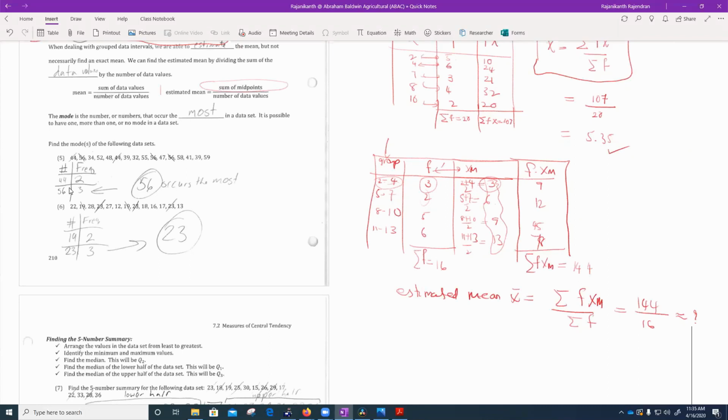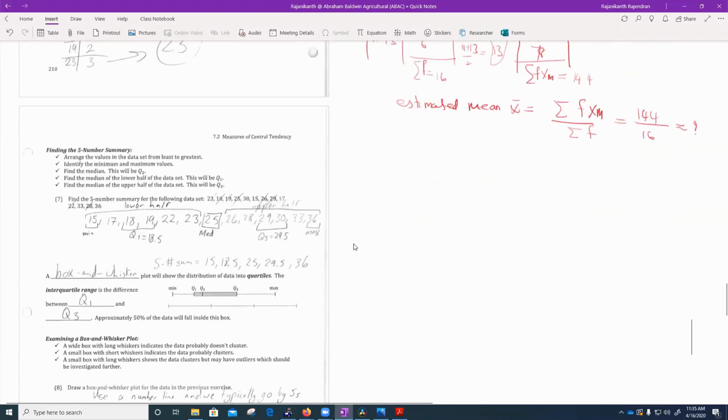Now let's move to the last measure for the data set, which is called mode. Mode is the number or numbers that occur the most in the data set. Which number occurs more, that is going to be your mode. You may have one mode for the data set, you may have several modes, or you may have nothing. There are three scenarios, so let me explain.